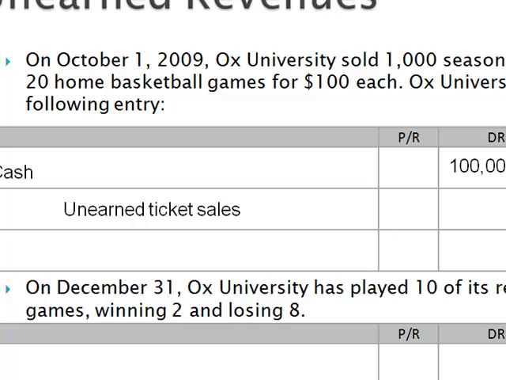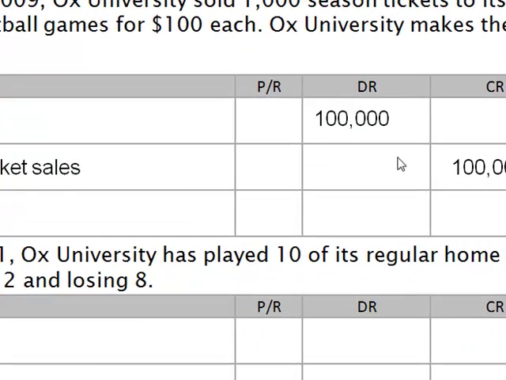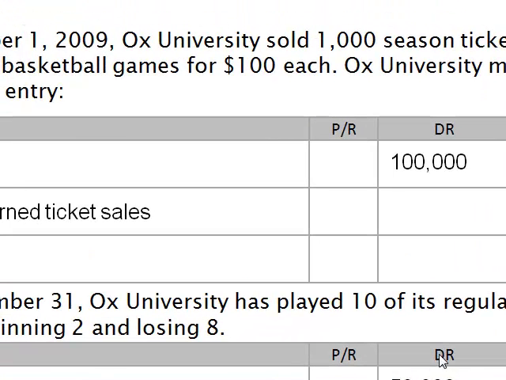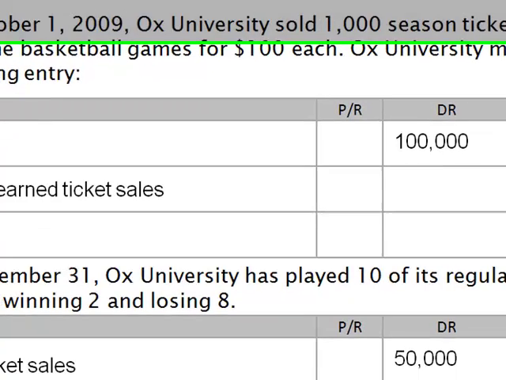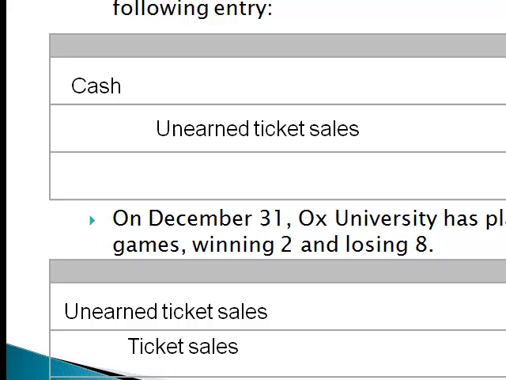So we know we need to record revenue, and revenue is always recorded on the right. Revenue, credit. But what are we going to record as a debit? See this unearned ticket sale? This is our liability account. Once we satisfy that liability or part of that liability, we need to decrease that balance. So here we're going to debit or decrease that liability account by $50,000. We played half those games, so we still have a $50,000 balance in unearned ticket sales. But we need to show that we've earned 50%. And we're going to go ahead and record that revenue, ticket sales, of $50,000. Okay, that's the adjusting entry.